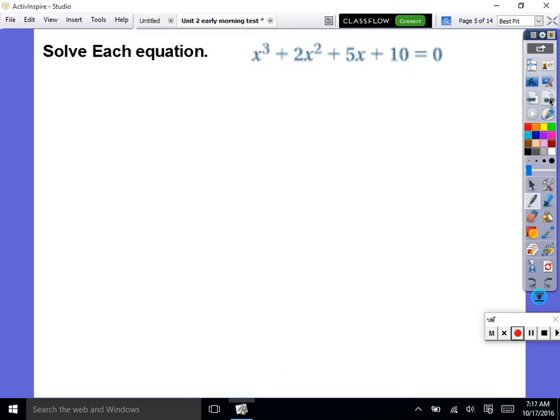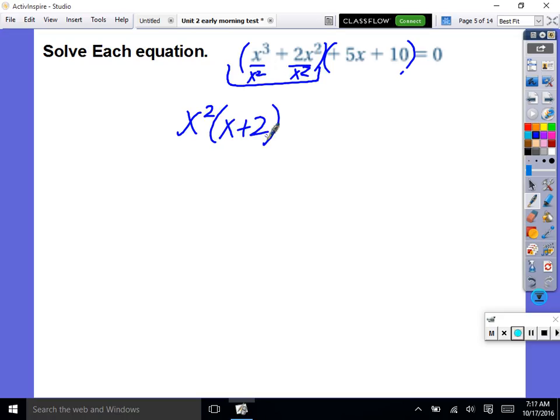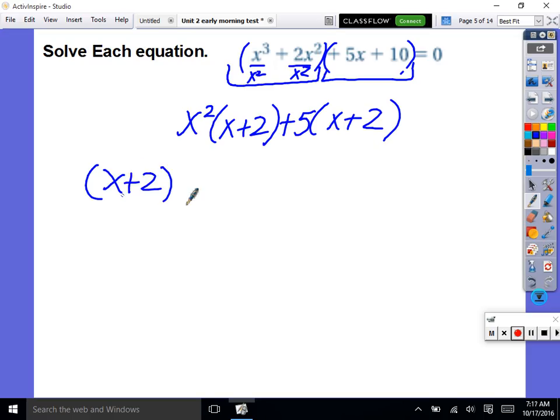In the same section, solve each equation. It's already set equal to 0. How would you approach this one? Grouping. We have 1, 2, 3, 4 terms, so we should try factoring by grouping. If it works, then that's the best method. So what do we factor out? X squared. X plus 2, in common here is positive 5. Left is x plus 2. So it did factor by grouping, right? But we're not done. Factor out x plus 2, and left is x squared plus 5, right?